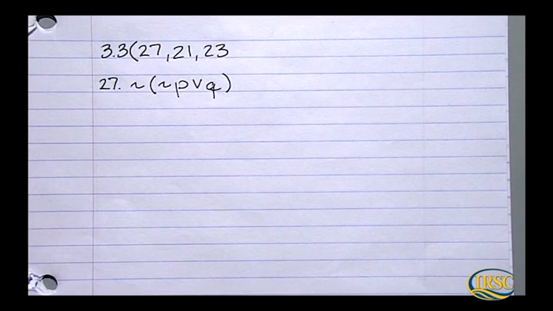Okay, so I've already written 27 up here, so we'll start with that one. And you need to construct a truth table for this statement. So how many different letters do you see? 2. You have a P and a Q, so how many rows are going to be in your table? 4. Good.